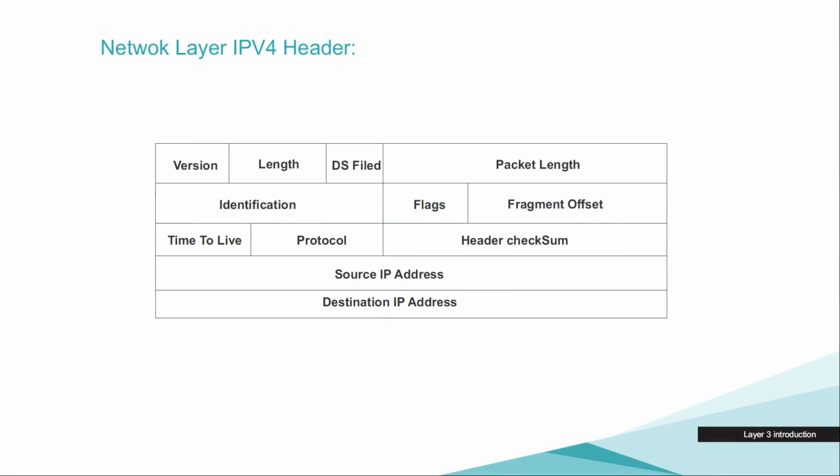During our learning at the network layer, we will see that layer 3 avoids a lot of problems that can be caused if we use just layer 2 for forwarding. So let's take a look at the IPv4 header. In the IPv4 header, we have version, length, DS field, packet length, identification, flags, fragment offset, time to live, protocol, header checksum, source IP address, and destination IP address. The source IP address is the IP address of the sender. The destination IP address is the IP address of the recipient, similar to the MAC address.